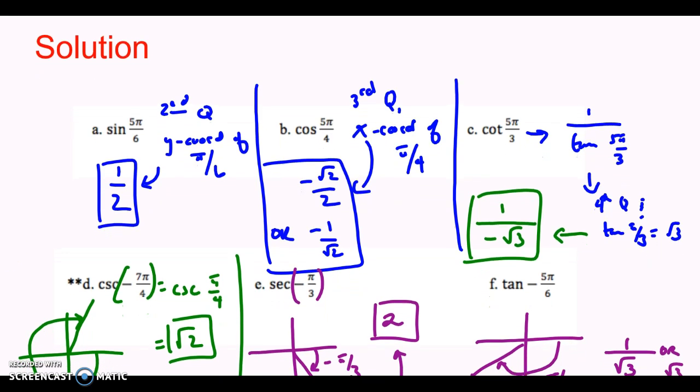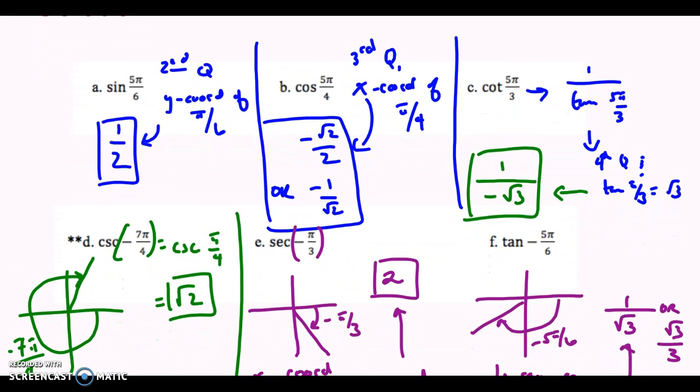Okay, let's see if we got them right. Cosine of 5 pi over 4 should be negative root 2 over 2. I have here that 5 pi over 4 is in the third quadrant, and that 5 pi over 4 relates to the x-coordinate of pi over 4, which is really negative root 2 over 2.